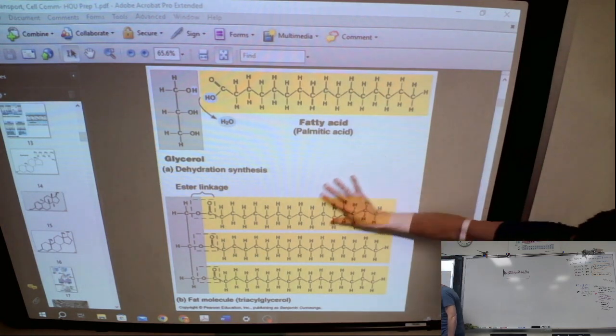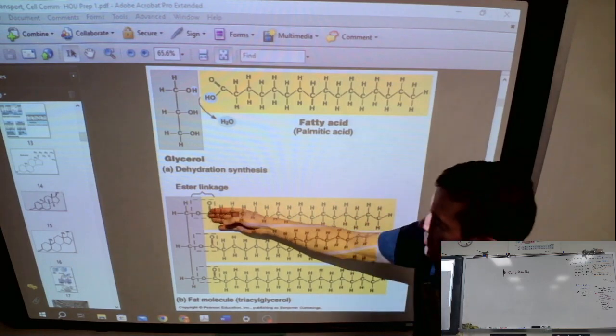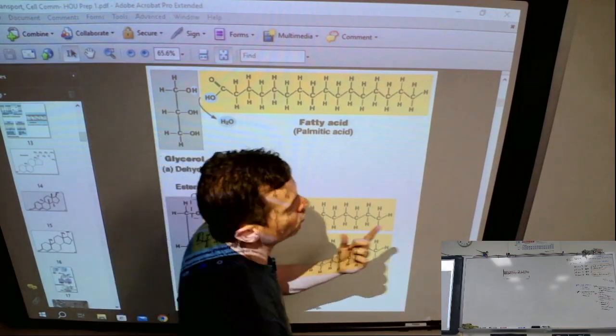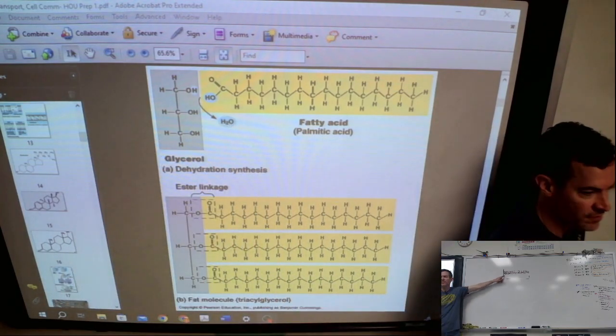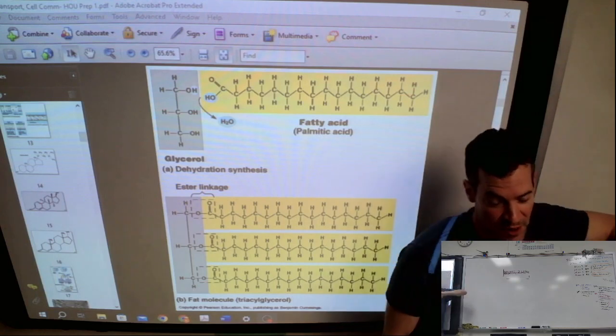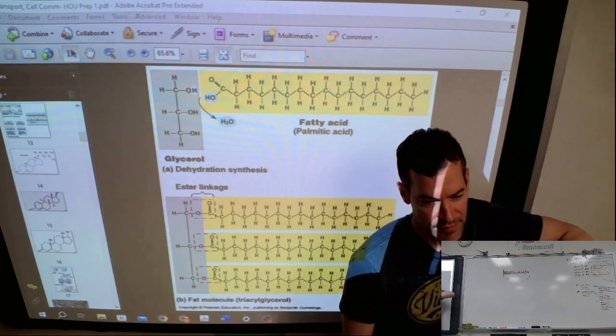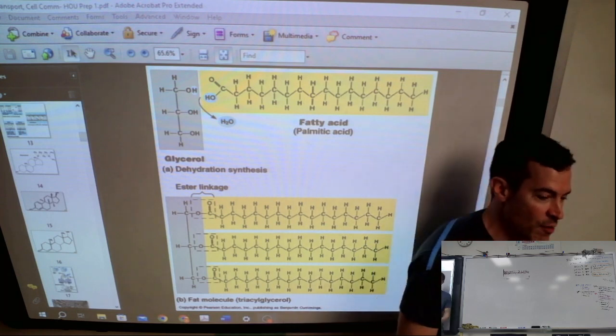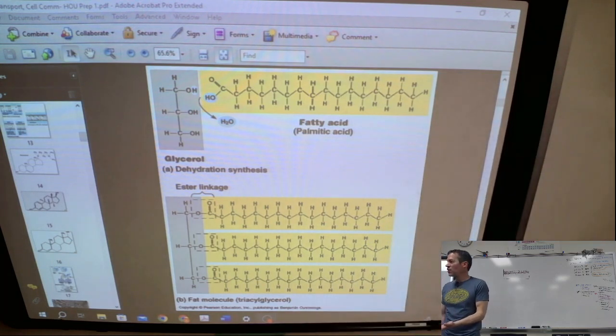So I've got these 3 tails. I basically cut off one of the tails, and I replace it with the circle thing. What's the circle thing up there? Yeah, the head. What's the head made out of? Yeah, a phosphate. And anytime we think of phosphate, what's the next thing that we think about? Yeah, it's got a negative charge.